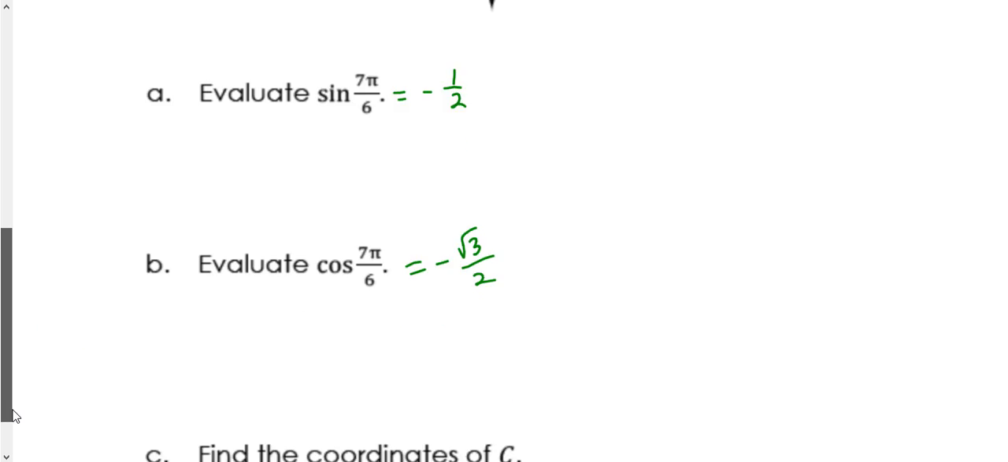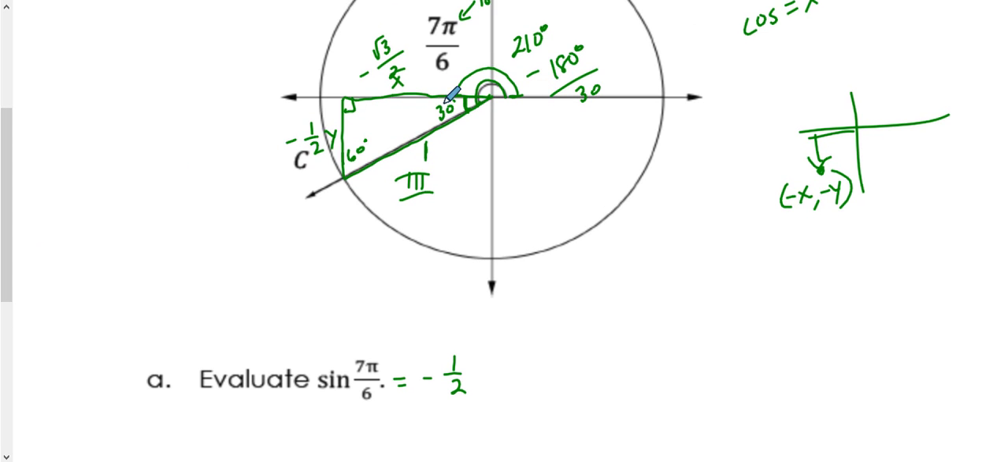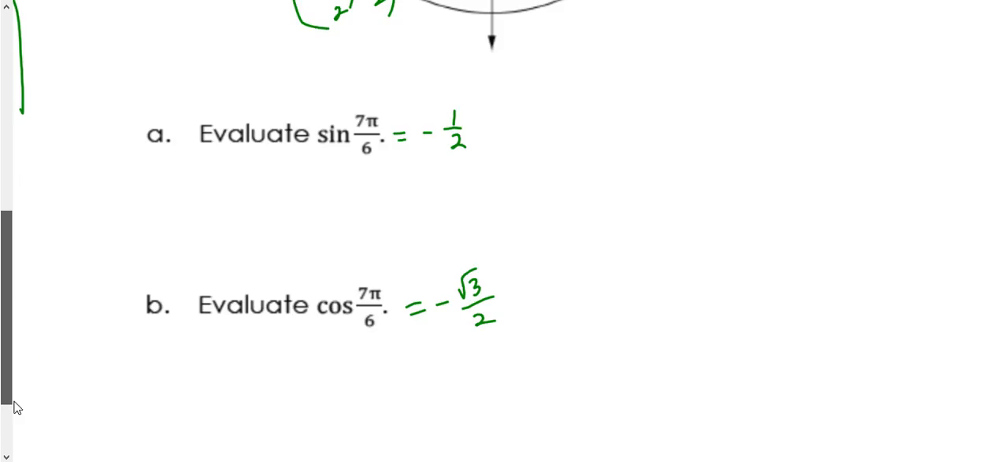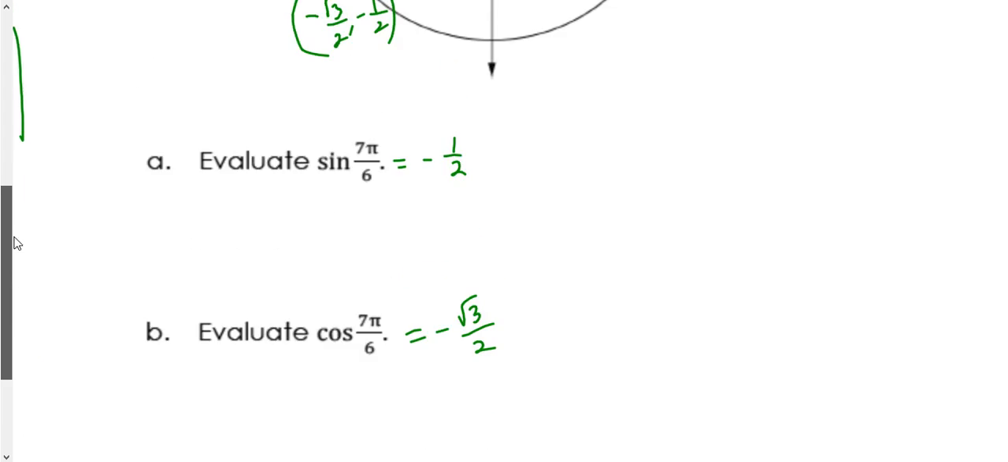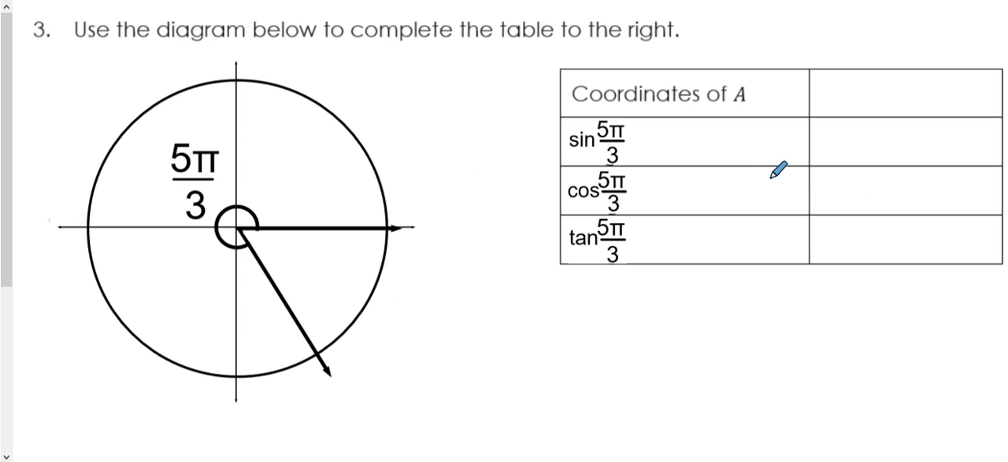And the coordinates of that point are going to be, well, if you went negative square root of 3 over 2 to the left, and negative 1/2 down, the coordinates of this point right here is going to be negative square root of 3 over 2, comma, negative 1/2. There you go. All right. And so that would be the coordinates of point C. All right. So take a look at that one. See if you guys can do that one.